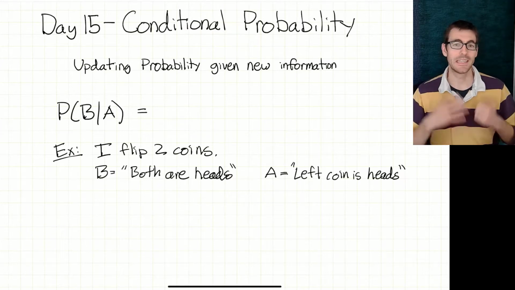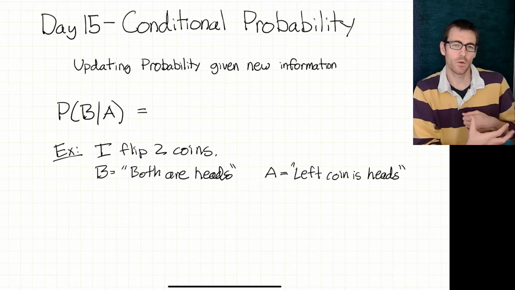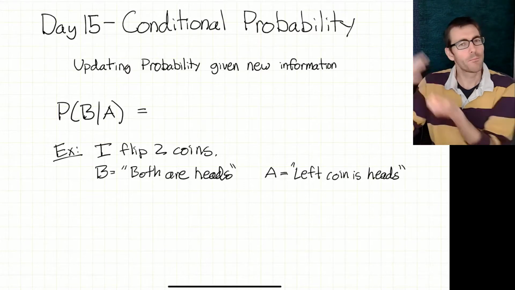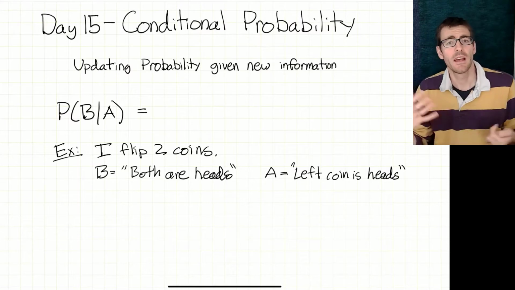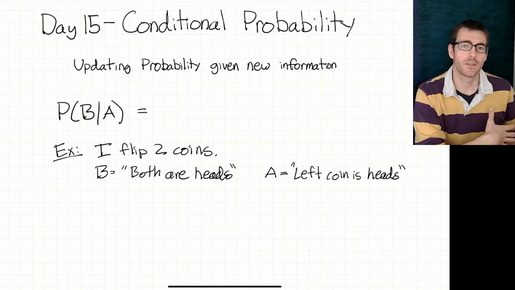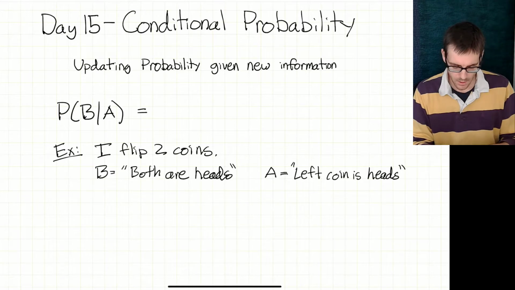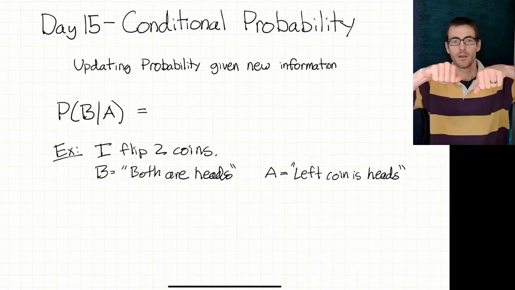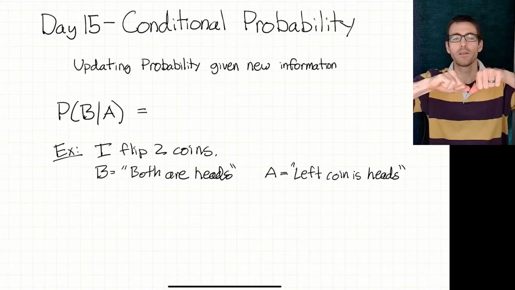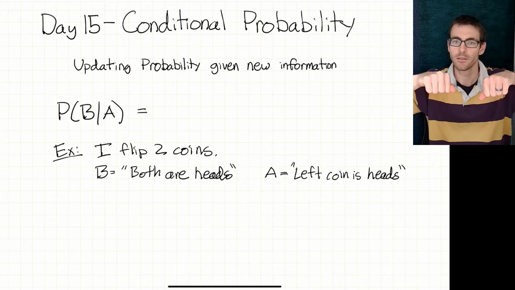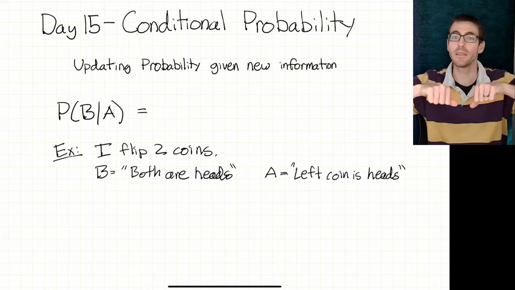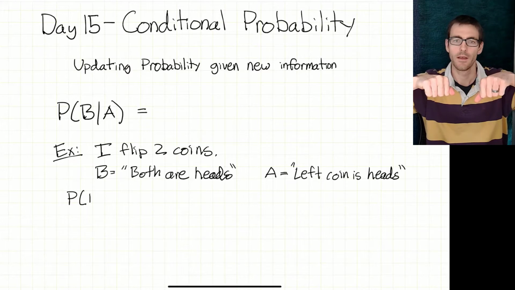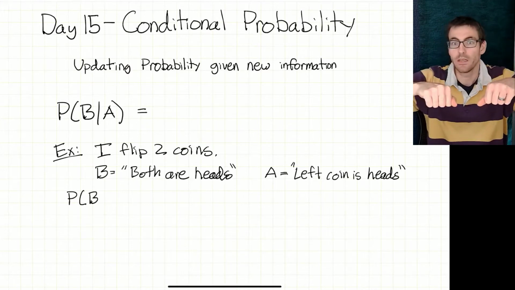Today we're talking about conditional probability, and this is a way of updating or changing a probability that we assign to some event if we have some extra information. So, for example, let's take the situation where I flip two coins. And the question is, what is the probability that both coins are heads? So in this case, event B would be the event where both coins are heads. Well, that should just be 25%.